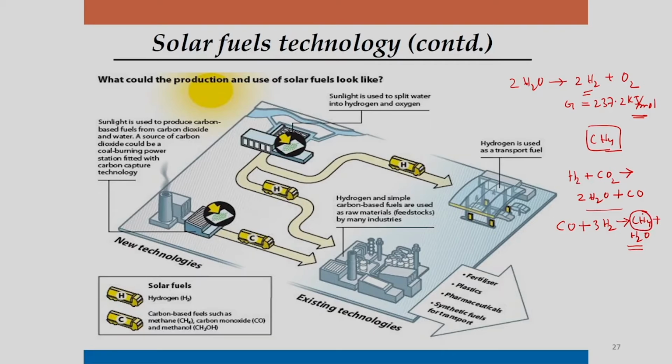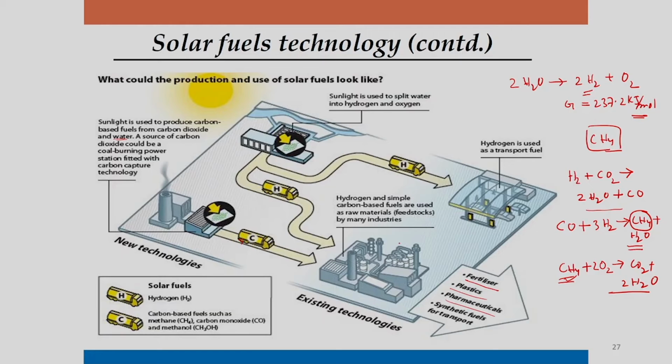Whenever required, this methane will combust, and we have to provide sufficient oxygen for combustion. So, it will generate carbon dioxide plus H2O. What happens here is that sunlight is used to produce carbon based fuel from carbon dioxide and water. Once we have this carbon based fuel, it can be combusted and we can produce energy out of it, or maybe we can generate fertilizer, plastics, pharmaceuticals, or synthetic fuel for transportation.